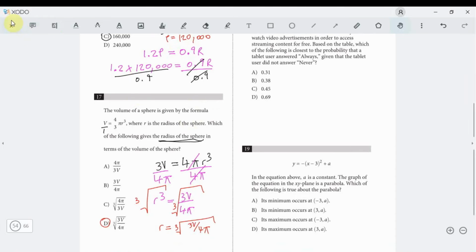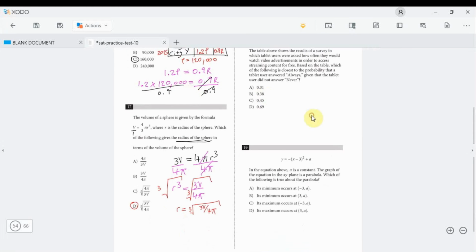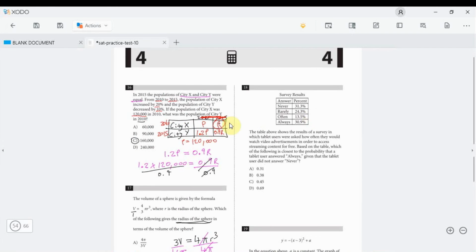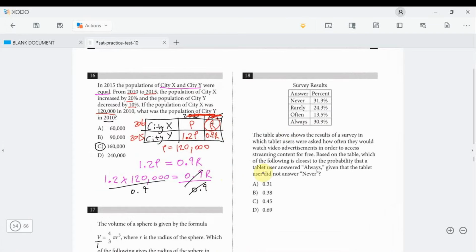All right. Okay. Now question 18. Question 18 says, the table above shows results of a survey in which tablet users were asked how often they would watch advertisements in order to access streaming content for free. Based on the table, which of the following is closest to the probability that the tablet user answered always, given that the user did not answer never?